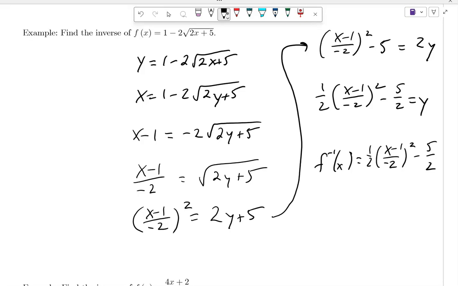Now, you could multiply out what's in here. In particular, notice if you square the negative 2, it becomes positive, right? So I could just get rid of the negative if I really wanted to. This is the process, and this is the inverse. However, there's something a little bit strange that's going on with this particular one.